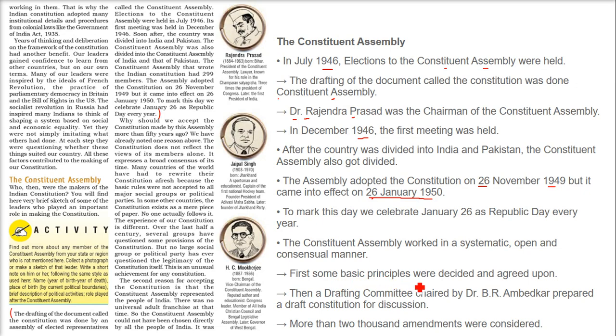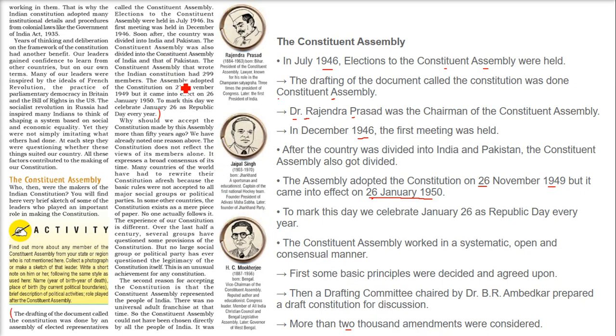First of all, what are the basic principles? They were decided and they were agreed upon. Then a drafting committee, which was chaired by the great Dr. B.R. Ambedkar, prepared the draft constitution for discussion. Now the draft, or prarup, or khaka, or blueprint, is ready. After that, when it came to discussion, more than 2000 amendments or changes were considered.